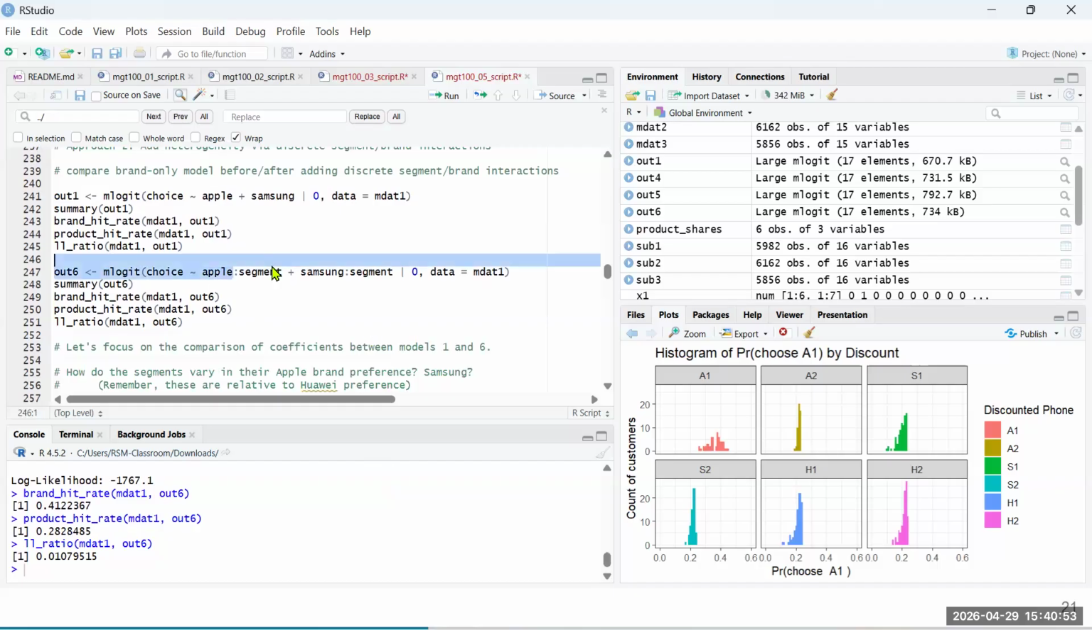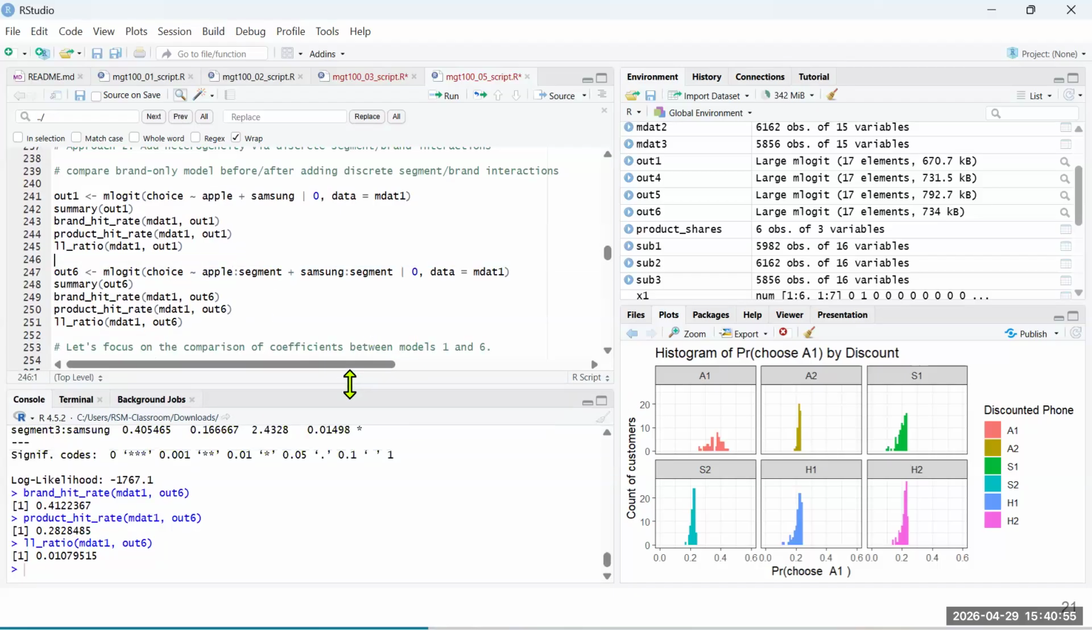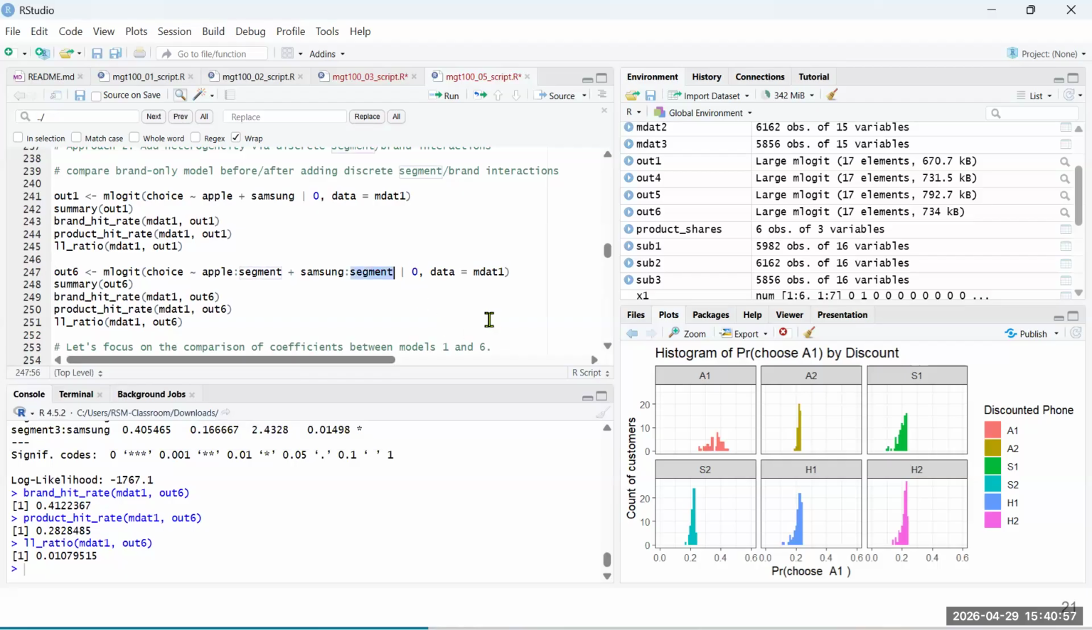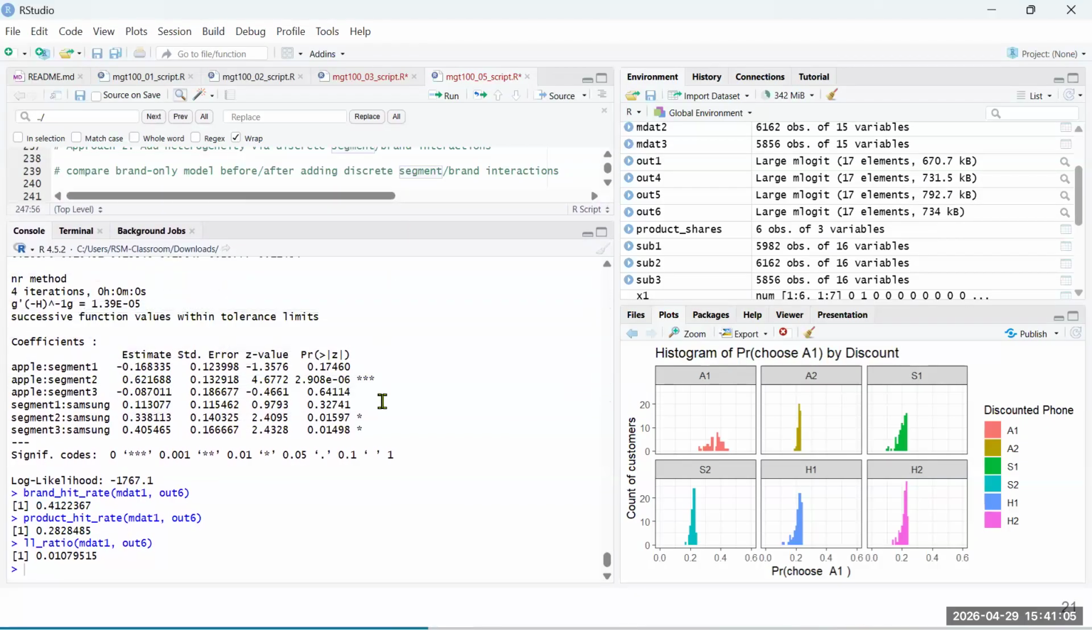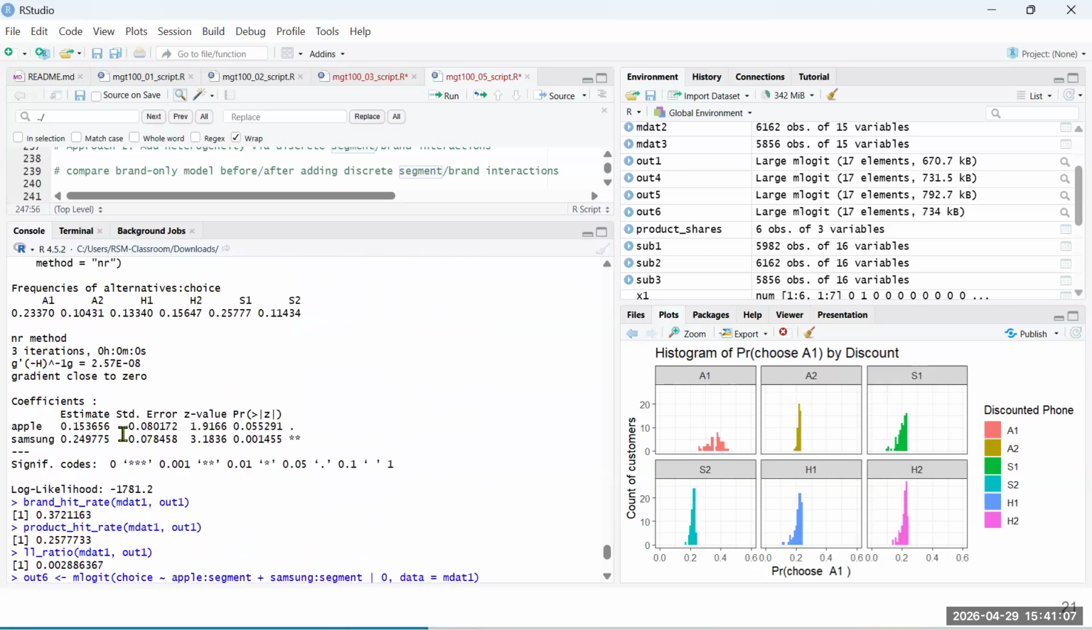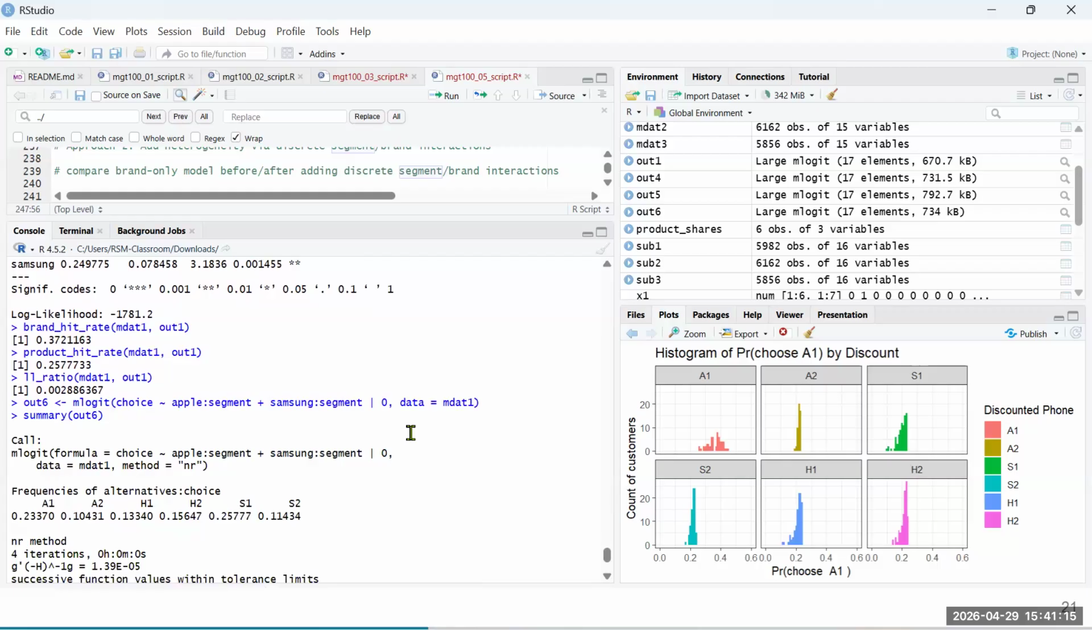And if I interact Apple and Samsung with our segment identifiers, so this is adding heterogeneity by customer segment, let's take a look at what happens. So in our homogeneous model, Apple's brand intercept estimate was 0.15 and Samsung was about 0.25. And our overall product hit rate was about 26%.